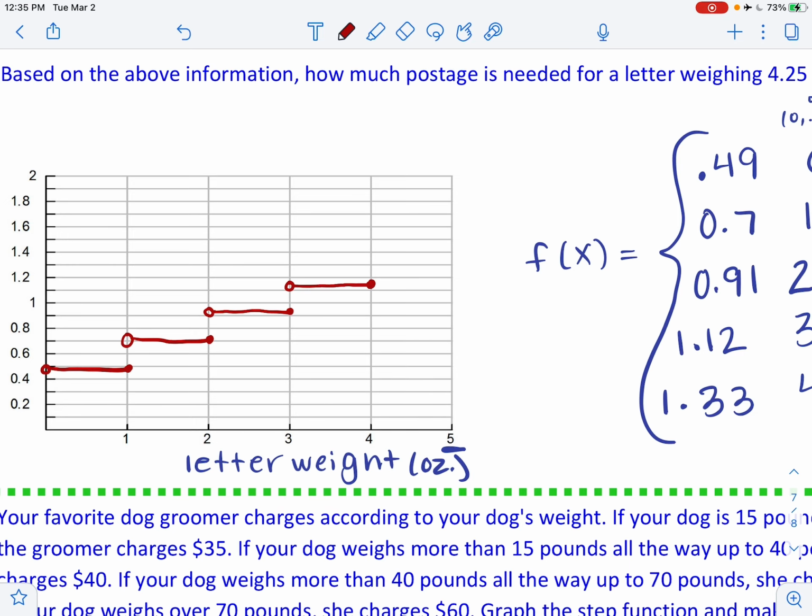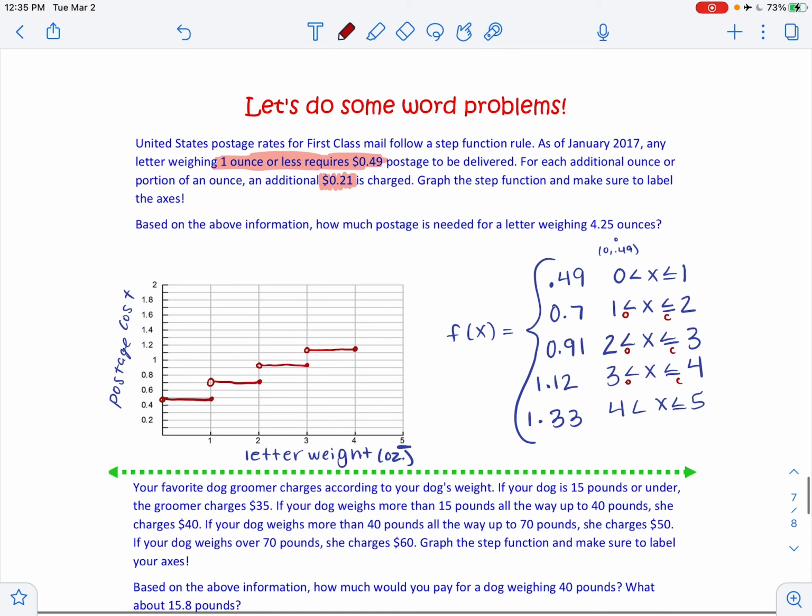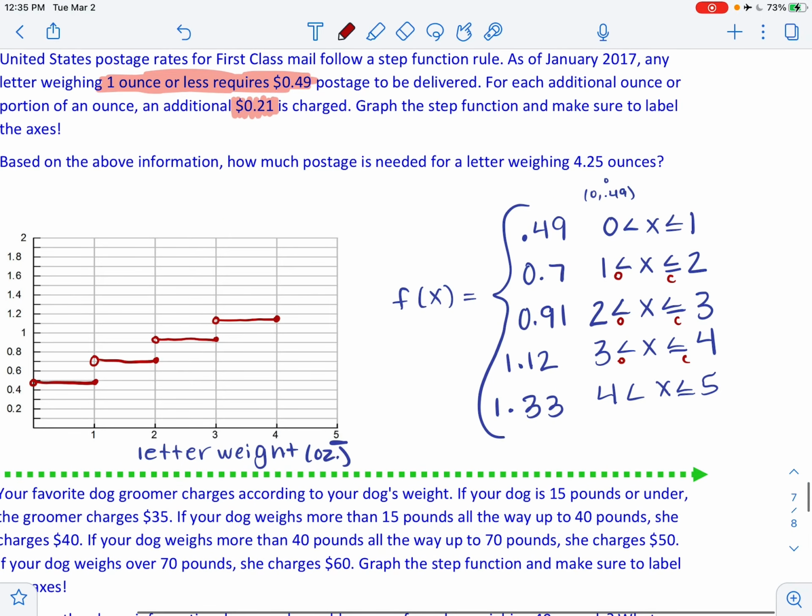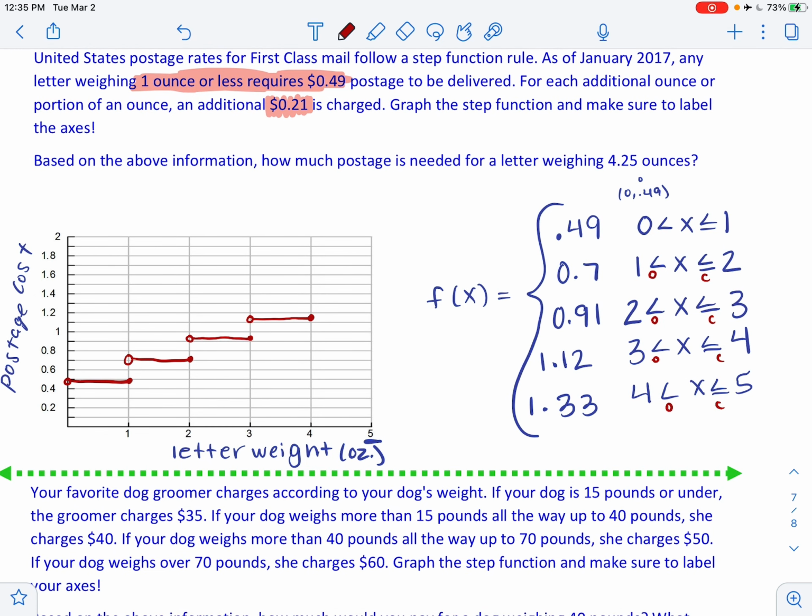Draw my step. And the last one, we've got y equals 1.33. 4 is open, 5 is closed. So I'm going to plot that. 4, and then go up to 1.33. And then 5, 1.33 is closed. There's our last step.